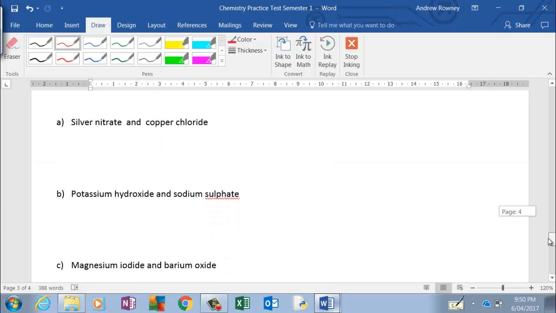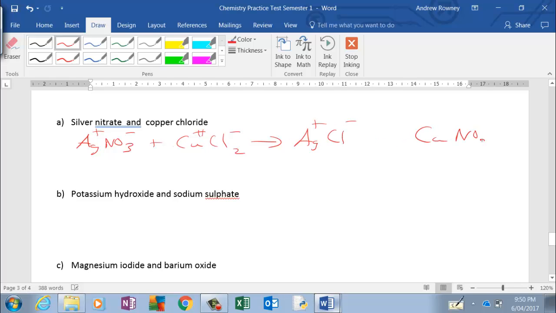The challenge questions, you have to write all this out in formula. So silver nitrate is AgNO3, copper chloride is CuCl2, because that's a double plus and that's a minus, so we need 2 of them to balance. Now swap them around. The silver goes with the chloride, plus and minus. Copper goes with the nitrate, but that has to be 2 because that's a single minus, that's a double plus.